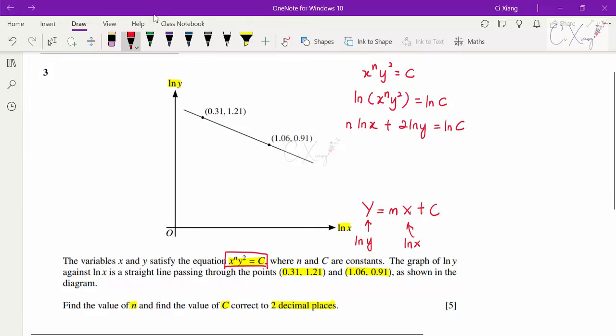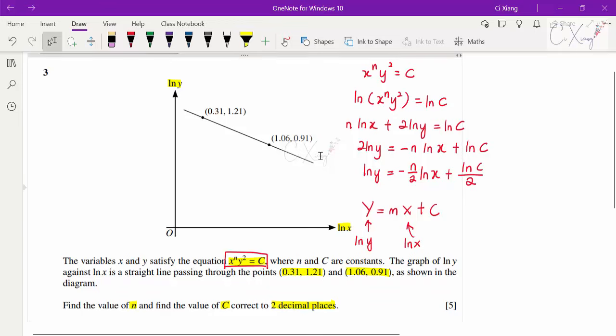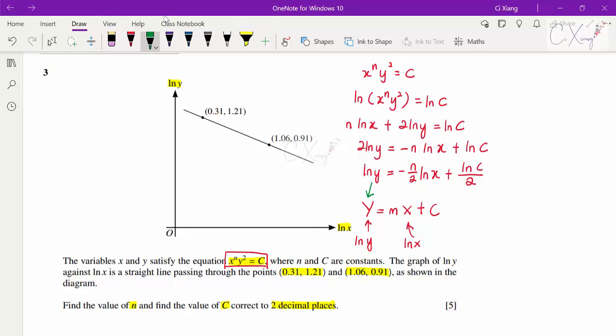From where I stopped here, I will bring the n ln x over. So it will become negative n ln x plus ln c. Finally, I bring the 2 over. So I have negative n over 2 multiplied by ln x, plus ln c divided by 2. From here, you can see that we have the equation in the pattern of y equals mx plus c.